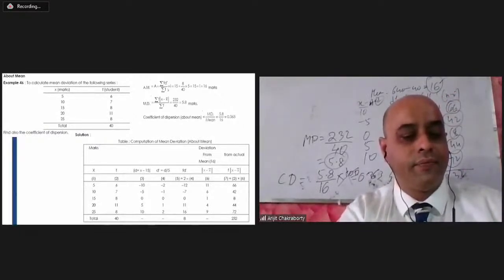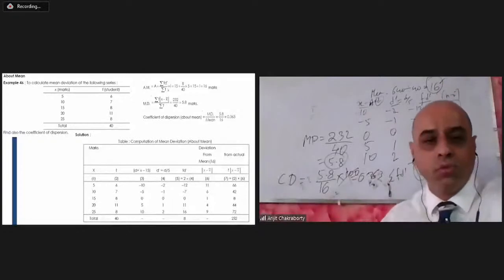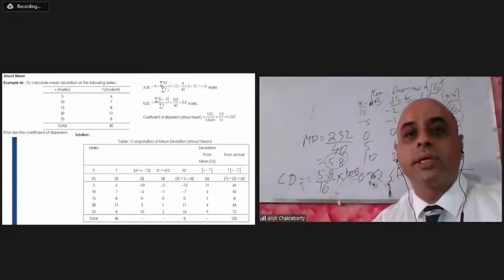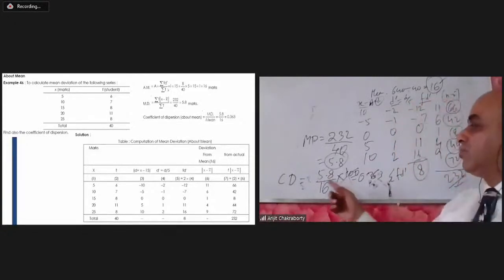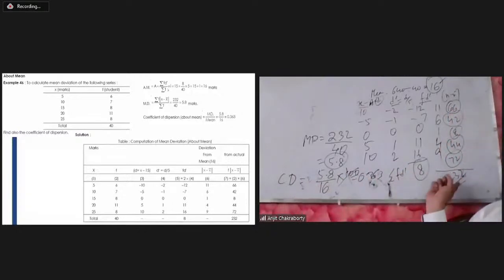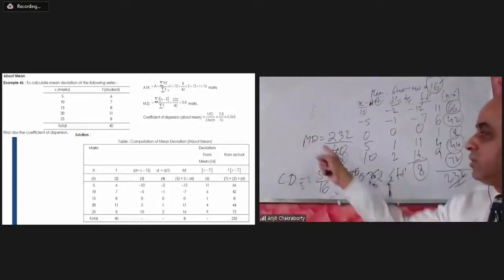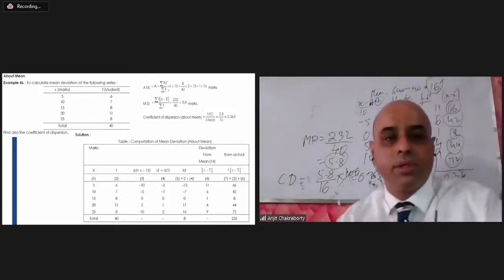AM is 16. Ankit, I hope you have understood how we arrived at 16 using two methods. First was the weighted average. Second was the assumed mean. Both are coming to 16. And then you found the total frequency was 40. Total deviation came to 232. So 232 divided by 40, you get the mean deviation 5.8, and then 5.8 divided by mean into 100 gives you the coefficient of mean deviation.